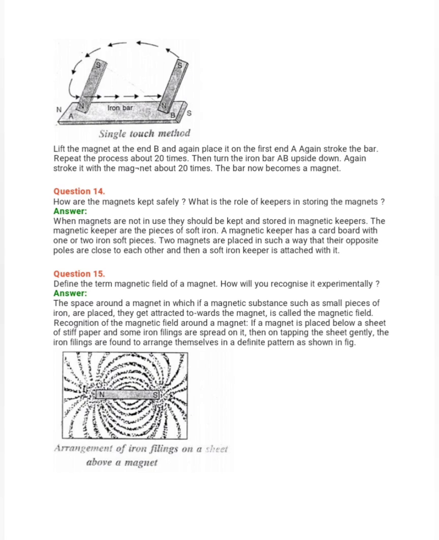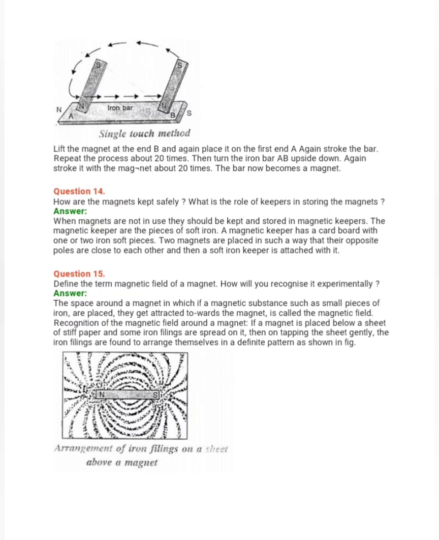Question 14. How are magnets kept safely? What is the role of keepers in storing the magnets? Answer. When magnets are not in use, they should be kept and stored in magnetic keepers. The magnetic keepers are pieces of soft iron. A magnetic keeper has a cardboard with one or two soft iron pieces. Two magnets are placed in such a way that their opposite poles are close to each other, and then a soft iron keeper is attached with it.